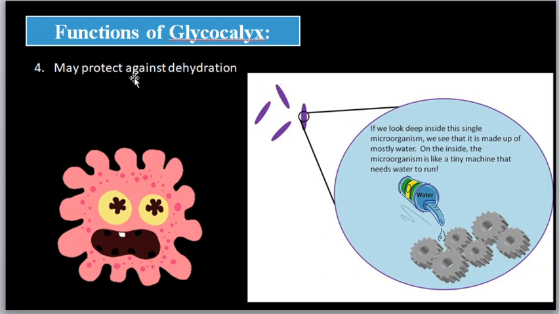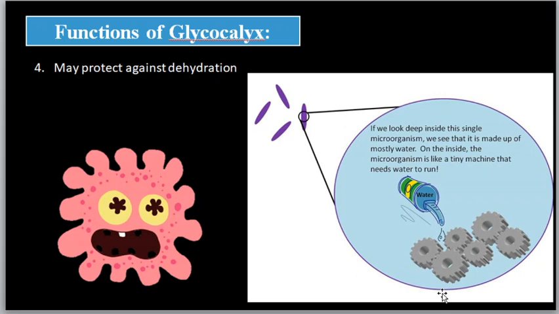Fourth function, this may protect your bacteria against dehydration. Okay, if we look deep inside this single microorganism, we will see that it is made up mostly of water. Okay, ang pinakakalaban class ng mga microorganism is dehydration. Kaya nga class, kapag when there is a wet surface, you will expect that it contains bacteria. One example is your armpit. Okay, pag basa yung armpit ninyo, katagalan bumabaho siya. It produces odor, and the presence of the bad smell represents the presence also of bacteria.